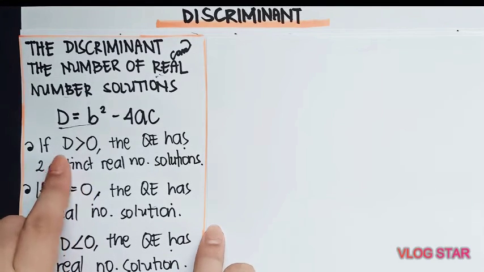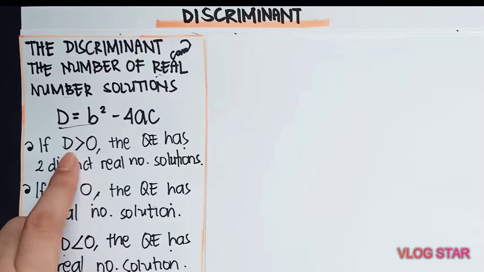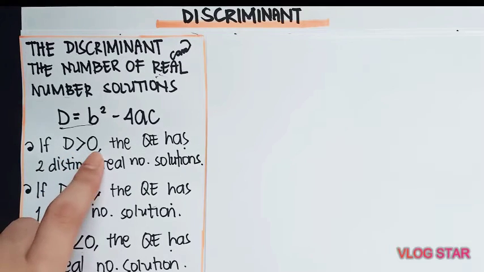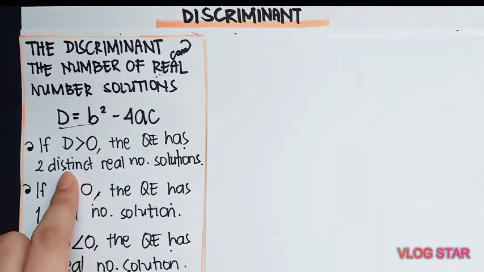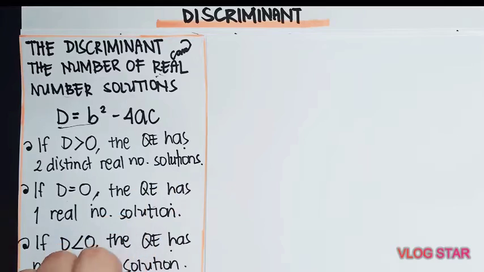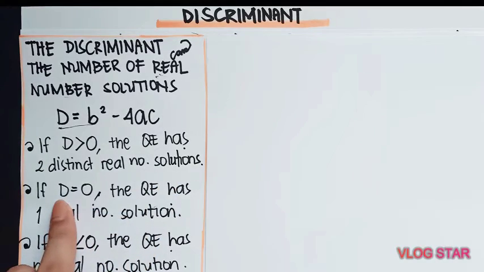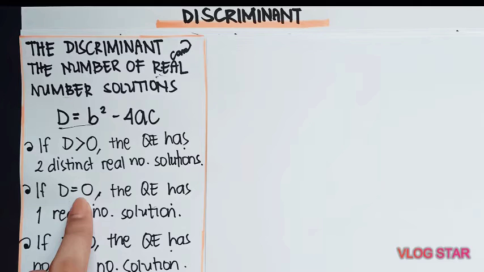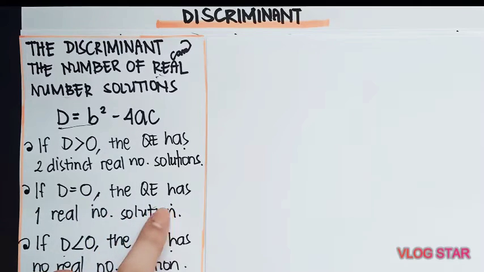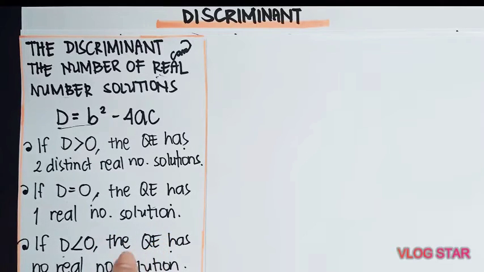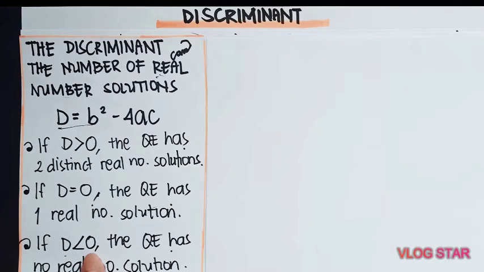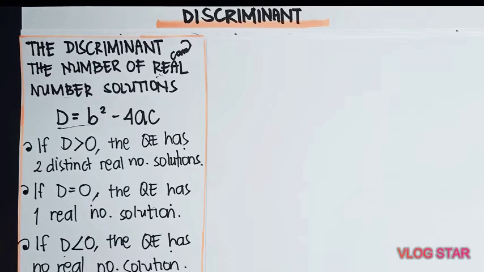Alright? So first condition, if the computed discriminant value is greater than 0, it means that the given quadratic equation has 2 distinct or different real number solutions. Another, if the discriminant value is equal to 0, it just means that the given quadratic equation has only 1 real number solution. And if the discriminant value is less than 0 or a negative number, it means that the quadratic equation has no real number solutions.